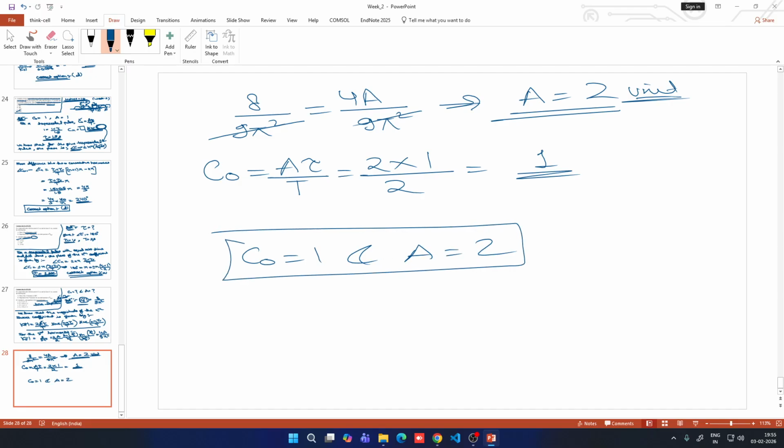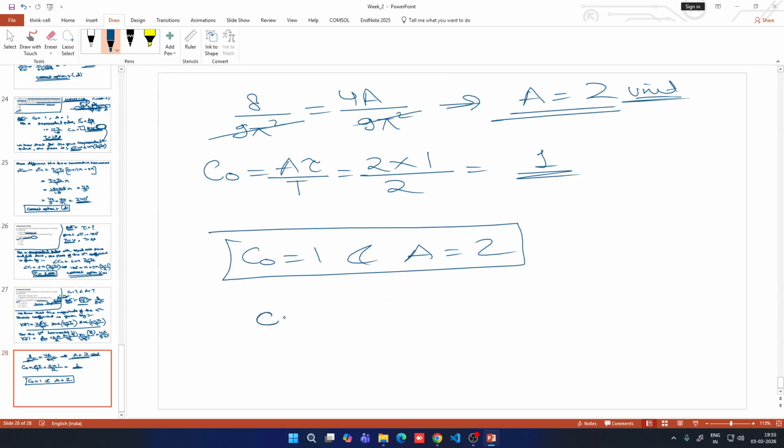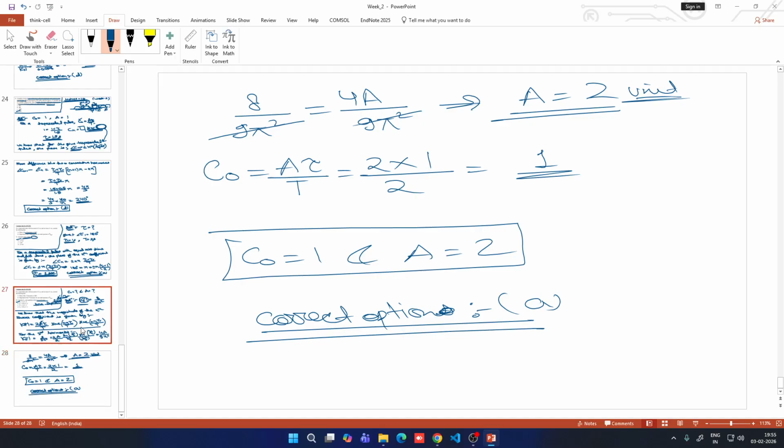This is the answer. Now we'll match the options. So the correct option is option A. So I hope this is clear. If you have any doubt in these problems that we have solved today, just let me know. We can discuss them again.